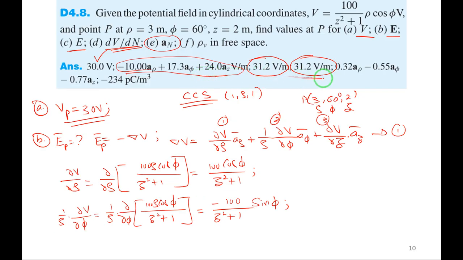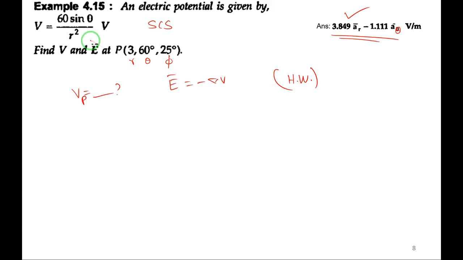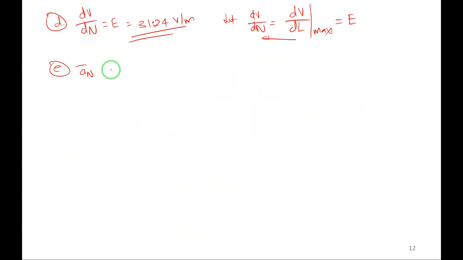Yes, what is this a_n vector? If you remember that formula, let me try to recollect it. E vector is equal to, as far as I remember, minus dV by dL max into a_n. I think this is correct. Yes, it had come in the derivation, right? So minus sign, dV by dL max, into a_n. I hope this is the formula.